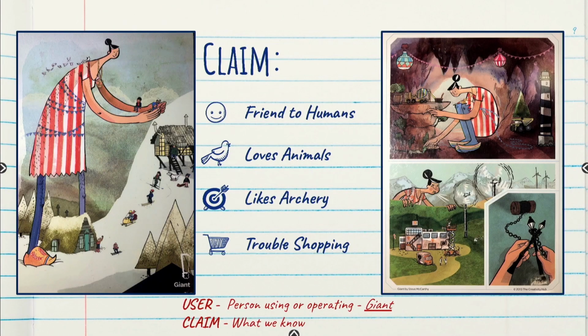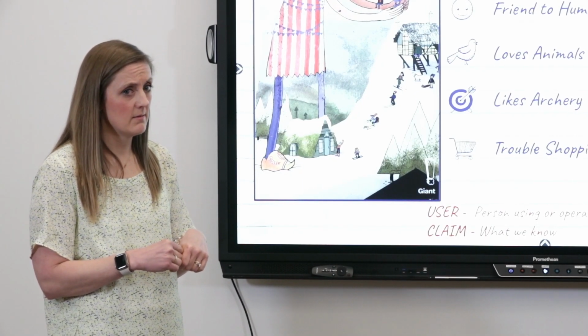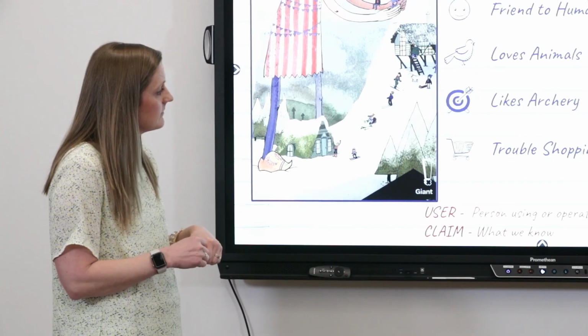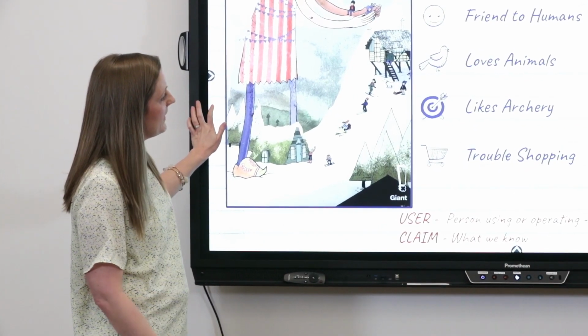And then the last claim I'm going to make is that this giant has trouble shopping. So the last two are a little bit different than the first two. I've used some really easy characteristics. You might have to think a little bit harder, a little bit more creatively to find out where I got my claim. Remember, a claim is what I think I know about this person.